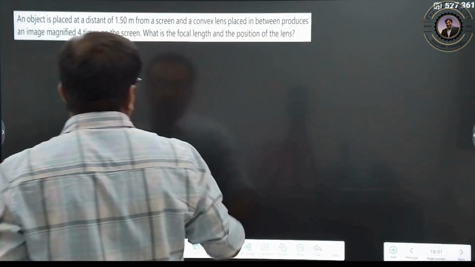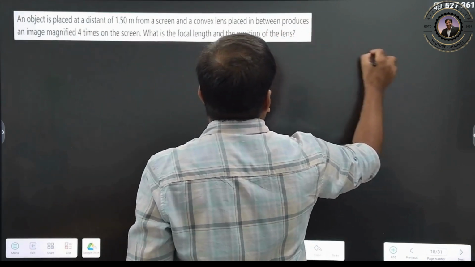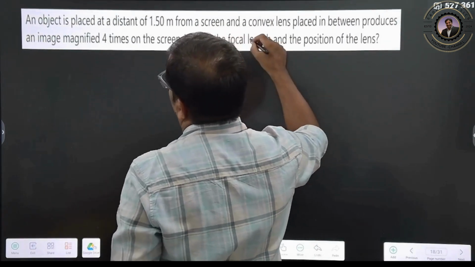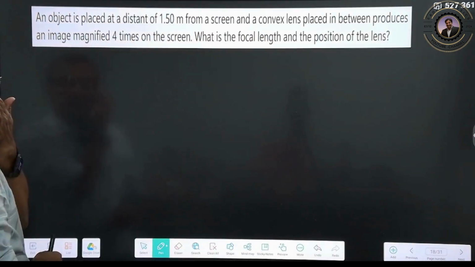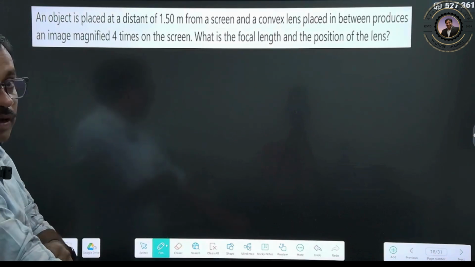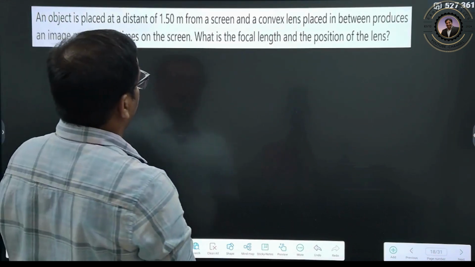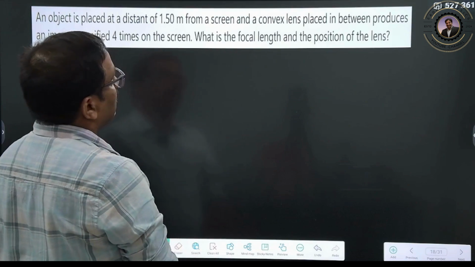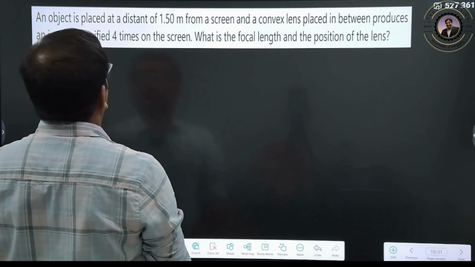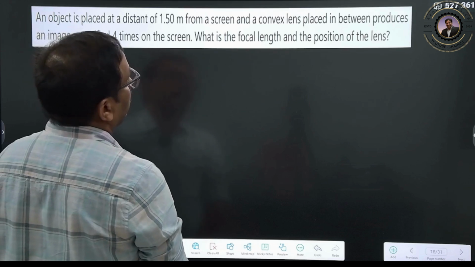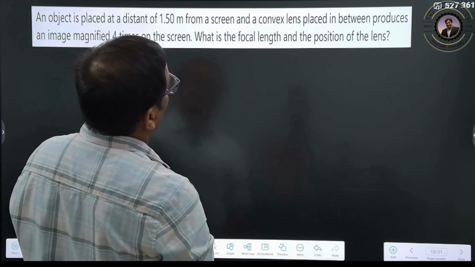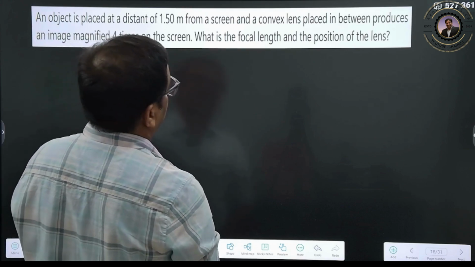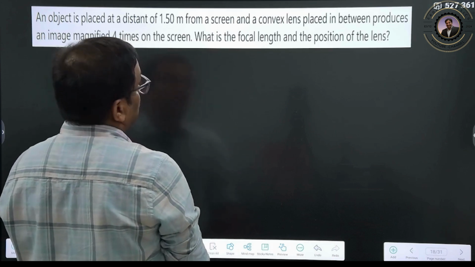Let us see one more question. An object is placed at a distance of 1.5 meters from a screen, and a convex lens is placed in between and produces an image magnified 4 times on the screen. What is the focal length and the position of the lens?